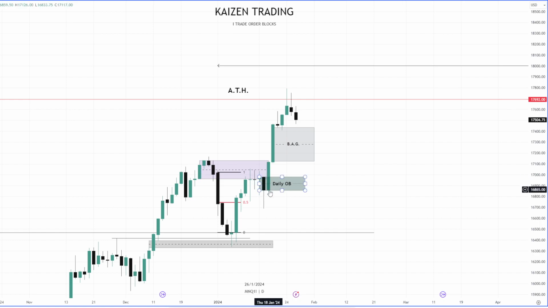Okay, we have a daily order block sitting back down here. We have another fair value gap with the intermediate high. So do we see price come back down here and reject, maybe run lower, and then come back up and continue with higher price action, which is possible.